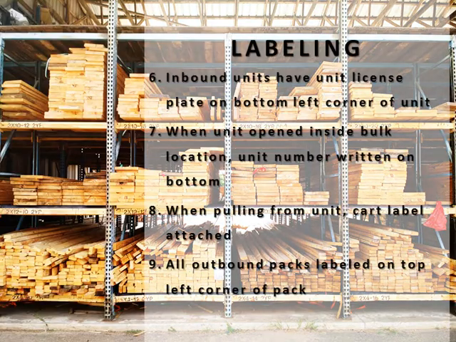All inbound units will get a unit license plate attached to the bottom left corner of the unit. When a unit is opened inside a bulk location for picking, then the unit number should be written on the end of the piece on the bottom. When material is pulled from a unit during the picking process, a cart label is attached. A shipping label will be printed for all outbound packs and placed on the top left corner of the pack.